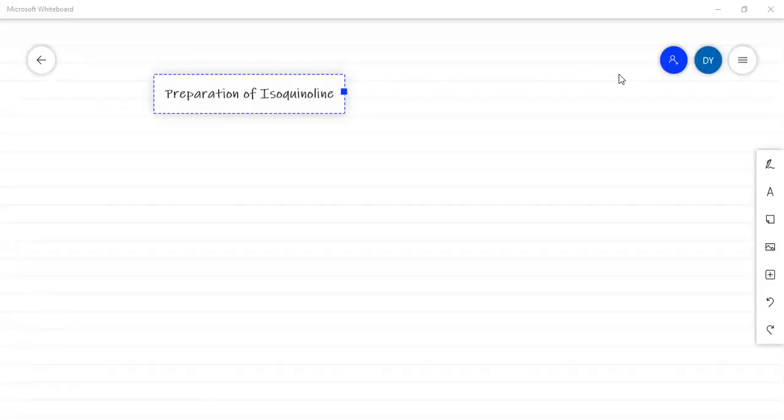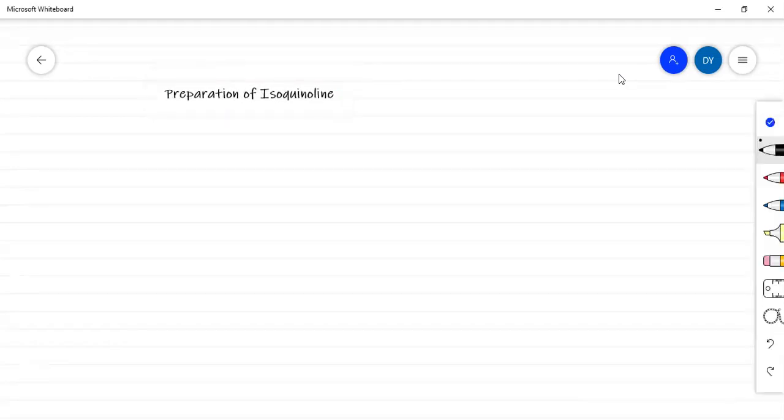So we start with preparation of isoquinoline. There are a total of 4 steps here. First, I am going to write down the structure of isoquinoline. I hope everyone knows this structure. So this is the structure of isoquinoline and we are going to prepare this compound.